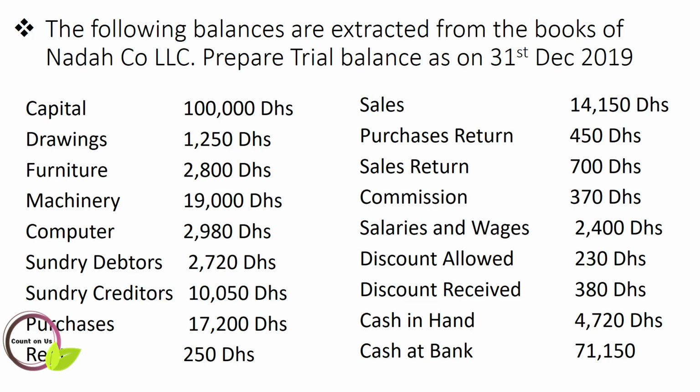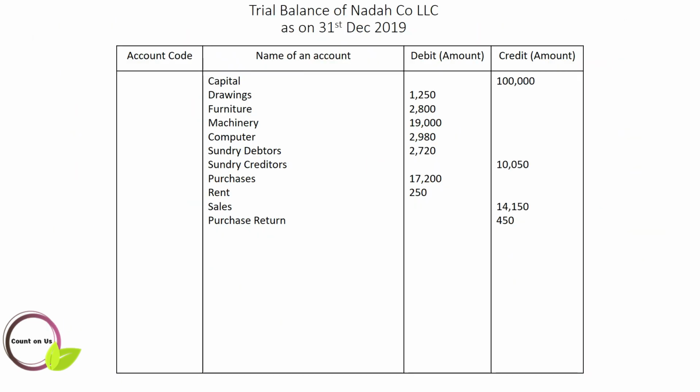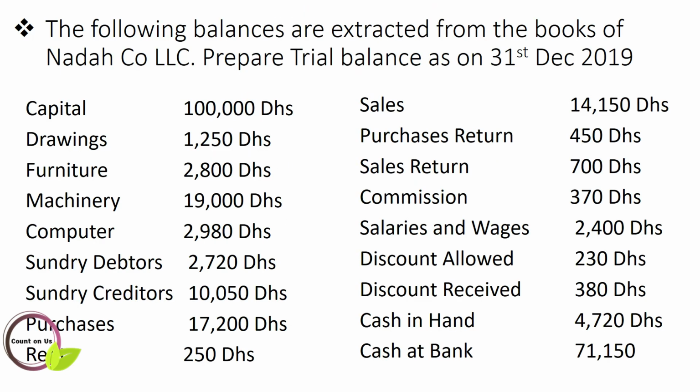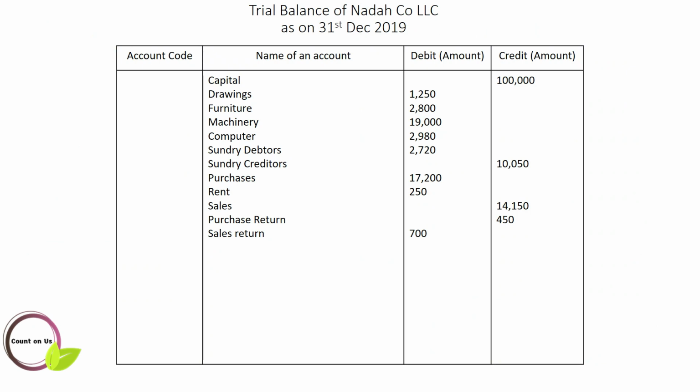Purchases return, 450 dirhams. Purchases return means returning purchased goods or services to the supplier due to damage, product expiry and so on. It is a kind of gain, so it should be credited. Record it in the trial balance on the credit side. Sales return, 700 dirhams. It means sold goods or services being returned by the customer due to damage or some other reason. It is a kind of loss and is to be debited. Record sales return on the debit side of the trial balance.